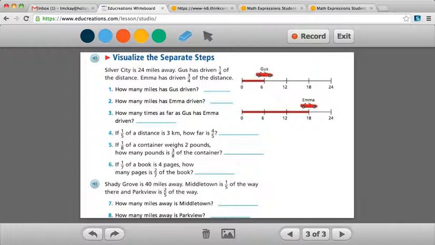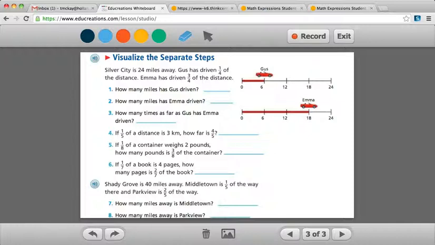Now, number 1 asks, how many miles has Gus driven? Well, they have already got this divided for us, which is very nice. So Gus has driven how far? Well, they started at 0 miles. They're going to 24. They divide them into 4 sections because look at the denominator. What is the denominator? 4. So they have divided these into 4 sections. 1, 2, 3, 4. So they have divided these into 4 sections for us to look at.